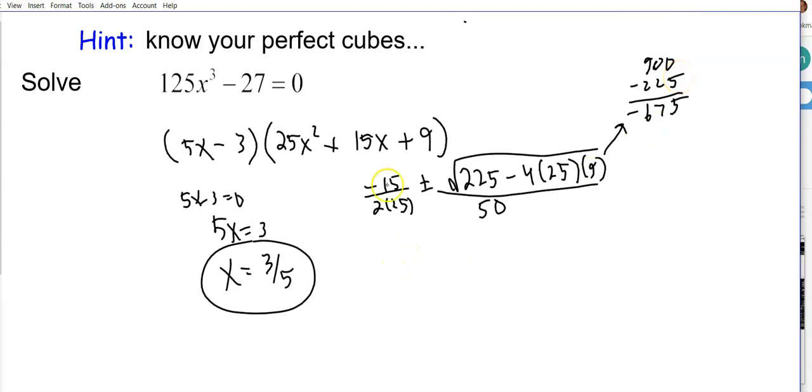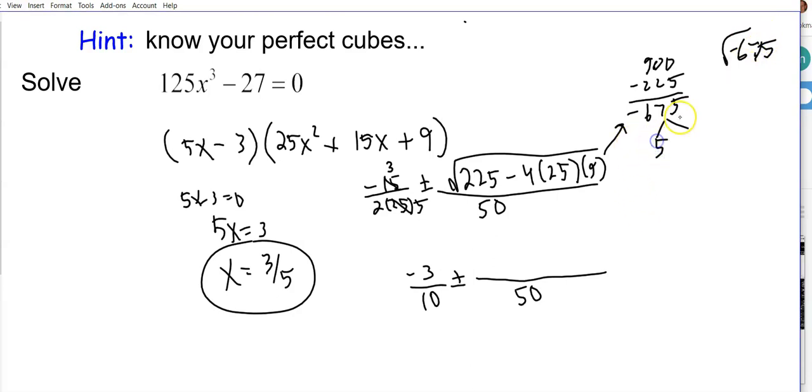Okay, we'll get to that in a minute. Let's see. 5 goes in there 3 times. 5 goes in there 5 times. So we get negative 3/10 plus or minus the square root of negative 675. So that's what's underneath the radical.